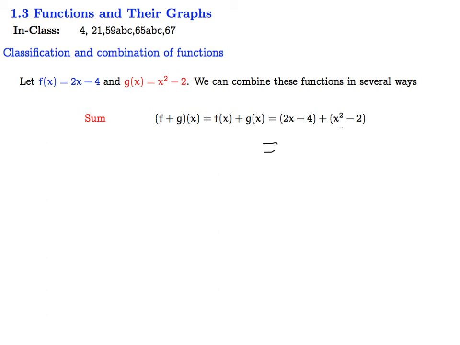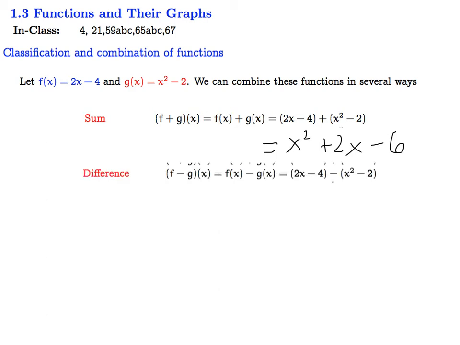I'm not going to be too big on simplifying here. I guess this is going to be x squared plus 2x minus 6, as long as I did nothing wrong. Alright, after adding things, you can guess the next thing we can do with functions. You guessed it, we can compute the difference of two functions. We can subtract them. So it's very similar. We replace addition with subtraction, and we're good to go.